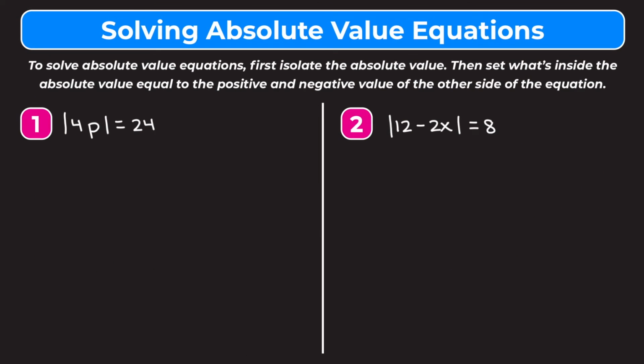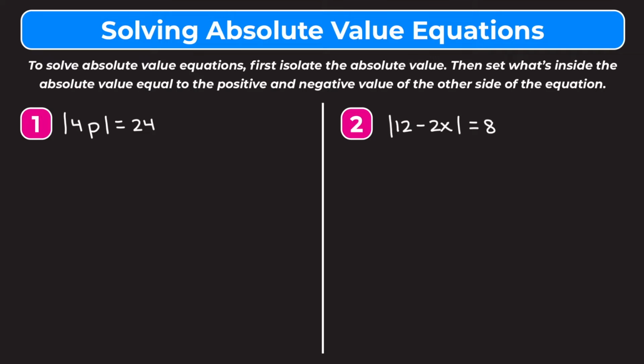In this video, we're learning how to solve absolute value equations, and at the top of our screen it says, to solve absolute value equations, first isolate the absolute value, then set what's inside the absolute value equal to the positive and negative value of the other side of the equation.